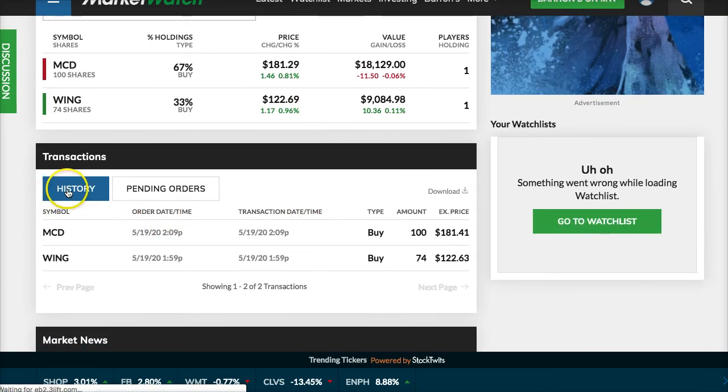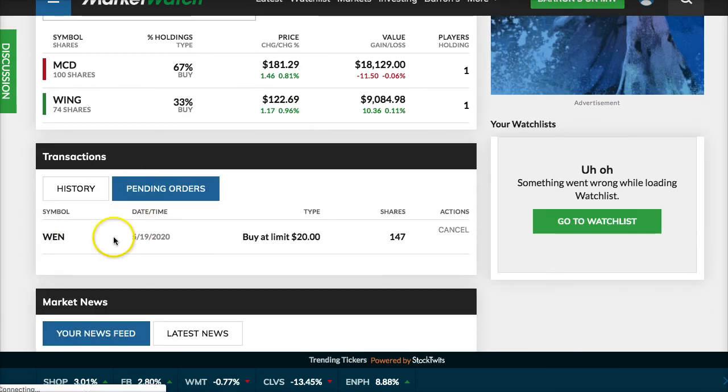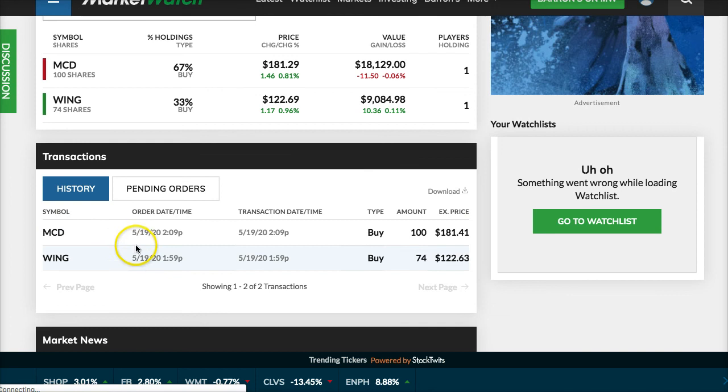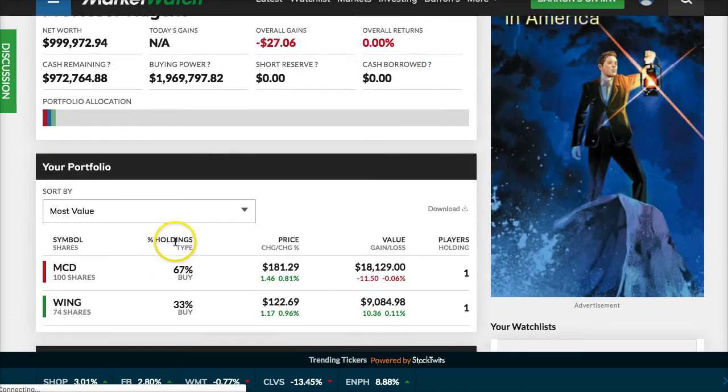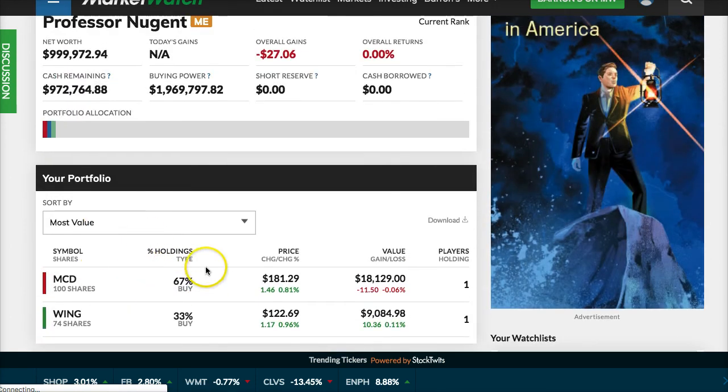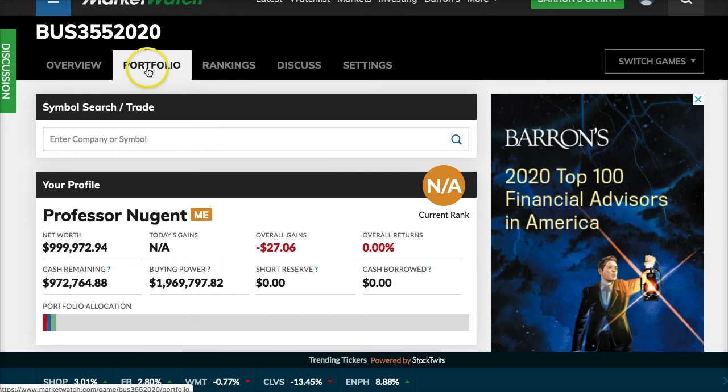So you can see under my transactions, I can go to pending orders, and I'll see that it's waiting. I can cancel it. It's waiting to be traded. And I can see the history of the orders I've already placed. And I can see the stocks I currently have in my portfolio. So that would be your portfolio tab.